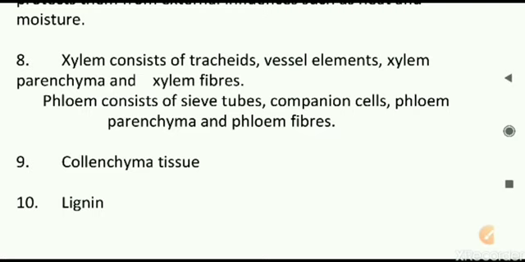In the upcoming video, we will be discussing the remaining part of the chapter, the complex permanent tissue and the long questions as well. These answers you have to note down in your fair notebook, and you have to learn this. This is your homework for the present week.